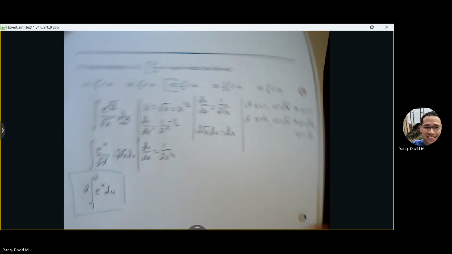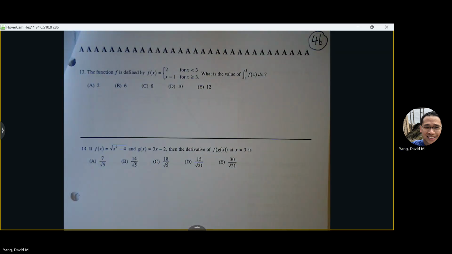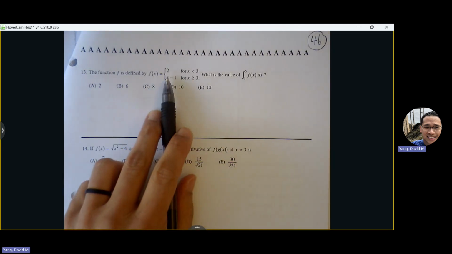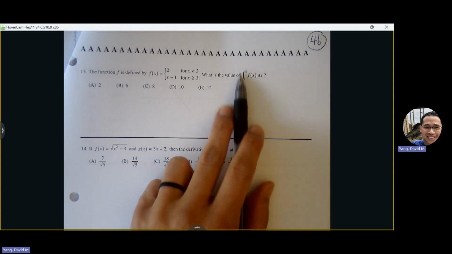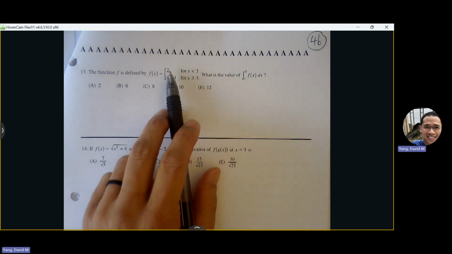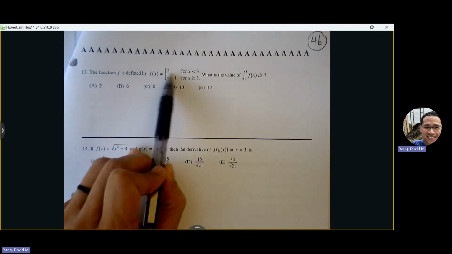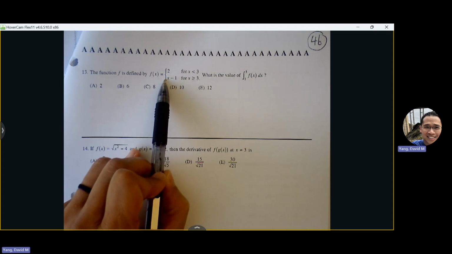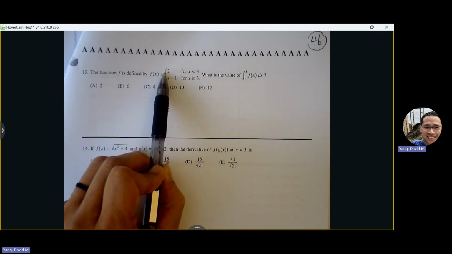Okay. Number 13. We have a function f defined by a piecewise function. What is the value of the definite integral from 1 to 5 of f of x dx? So really, we're just looking for the area under the curve of x minus 1 and 2. But we see that these graphs are going to be taking up different regions on our coordinate plane. So to the left of 3, we have an x minus 1. That's a linear graph that's slanted with a slope of 1. And then another one is going to be at 2, which is going to be just a horizontal line.